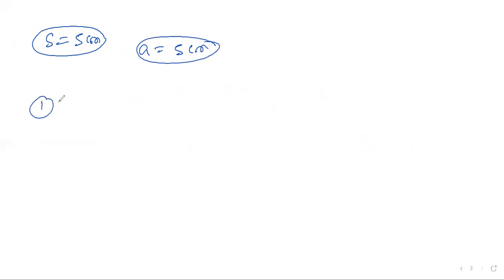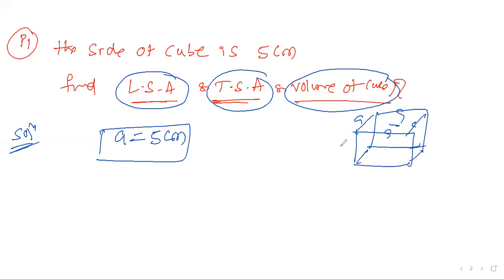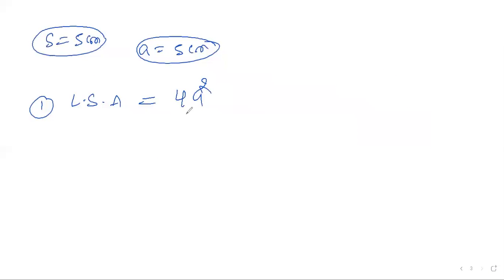Now what is the first one? The lateral surface area of a cube. Leave the top and bottom areas, only the sides. There are four faces, four sides, each looking like a square, A square. So the formula is 4A square. Lateral surface area is 4A square, so 4 into 5 into 5. 5 fives are 25, 25 fours are 100. So the answer is 100 centimeters square.